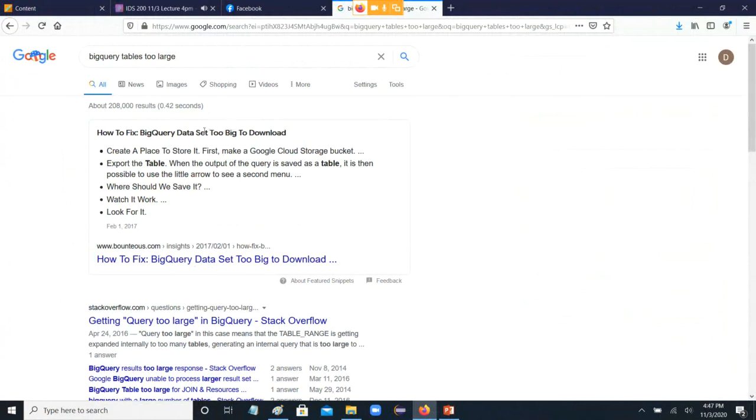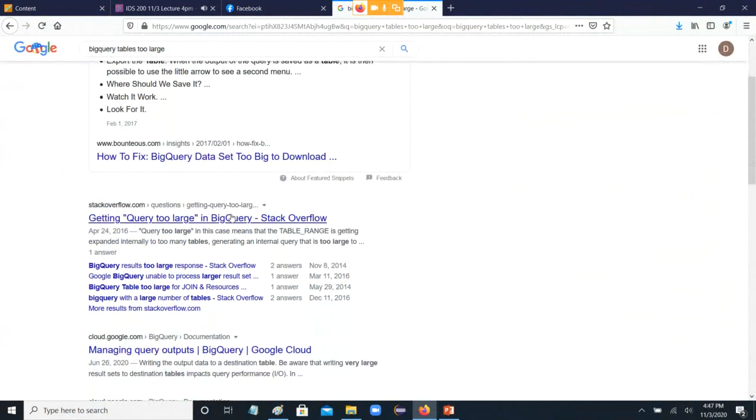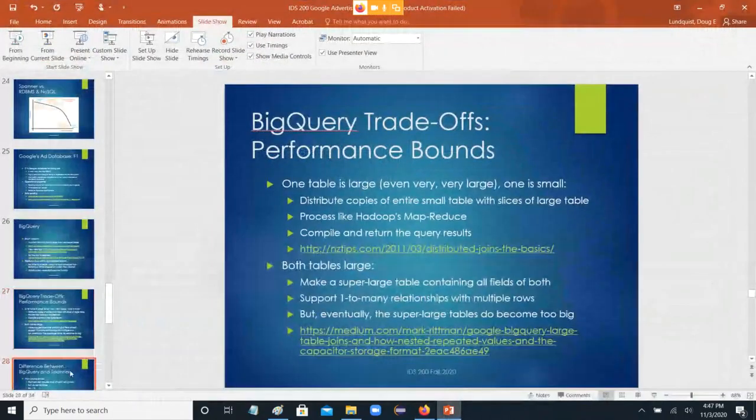Tables too large. Okay. So again, sometimes you can have data sets that are too big to process or a query too large. Basically, when Google's doing this operation, the size of the tables that it's dealing with internally are too big for Google to process in a real amount of time. So yeah, that does sometimes happen. Okay.